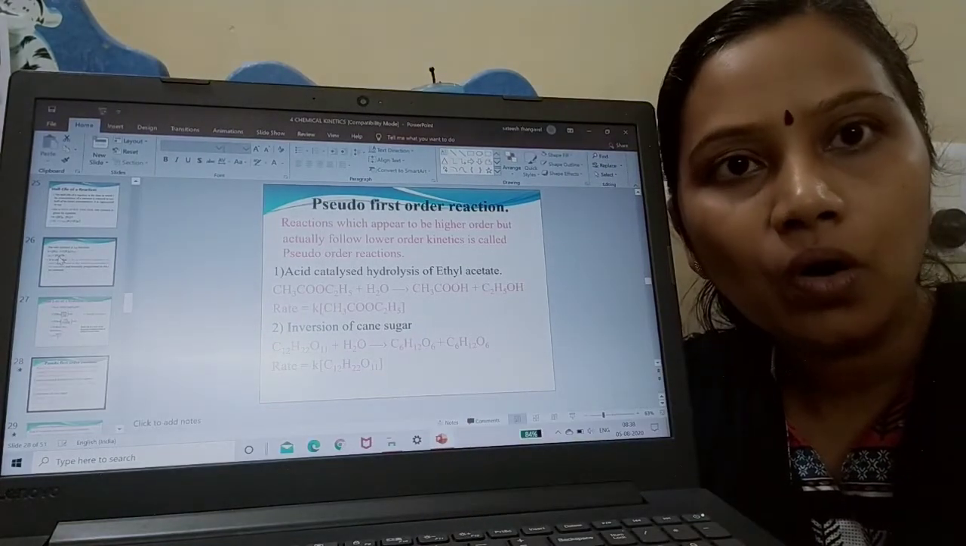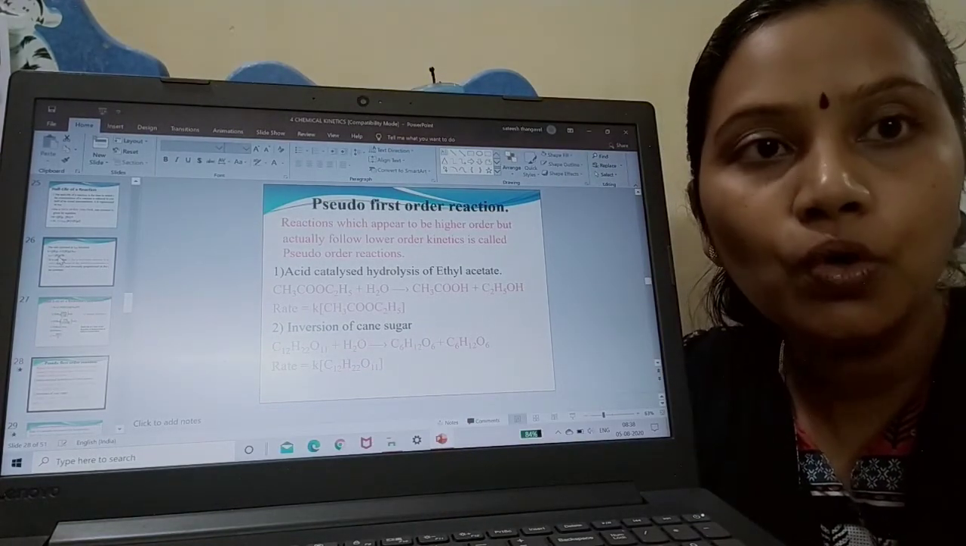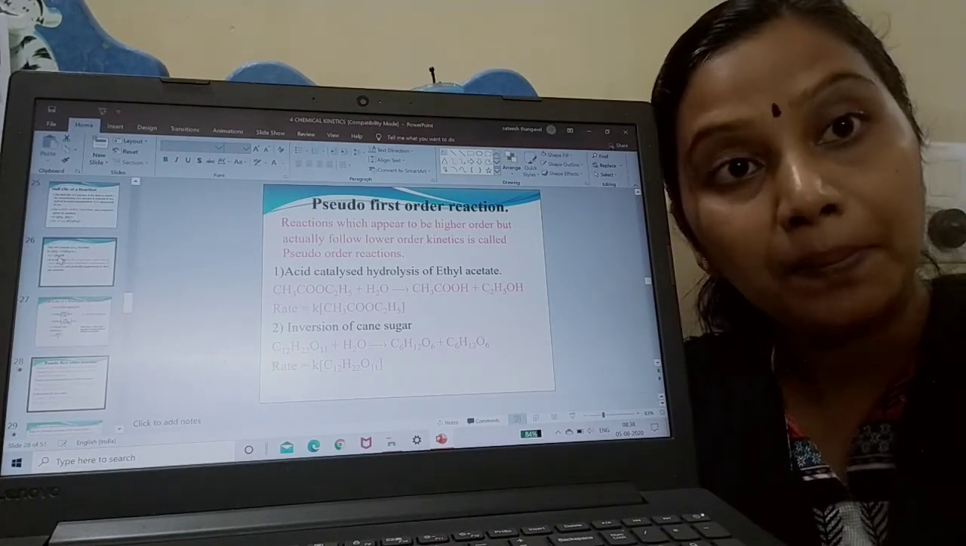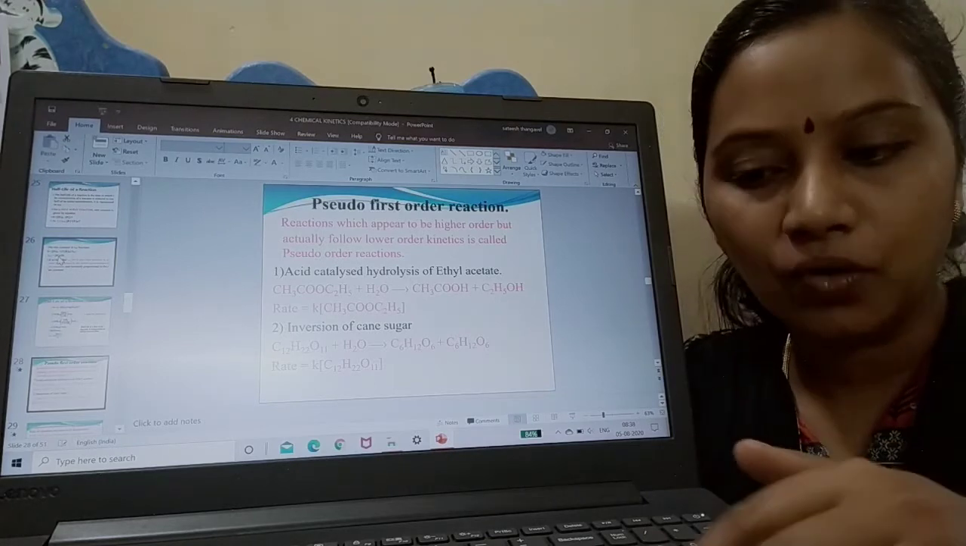So these two are the examples for pseudo first order reaction. What is pseudo first order? It's a false fellow. It appears to be higher order, but generally it follows lower order kinetics.